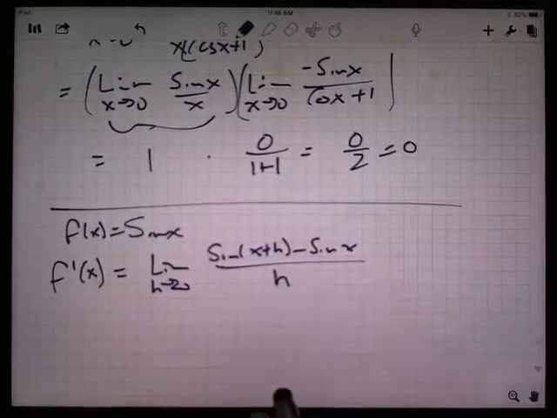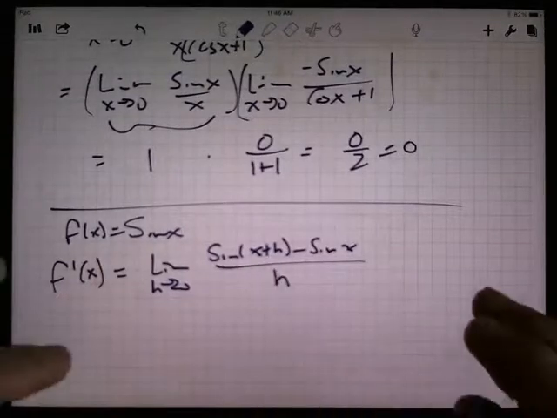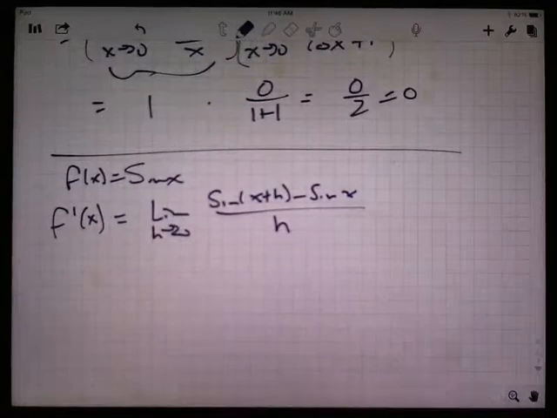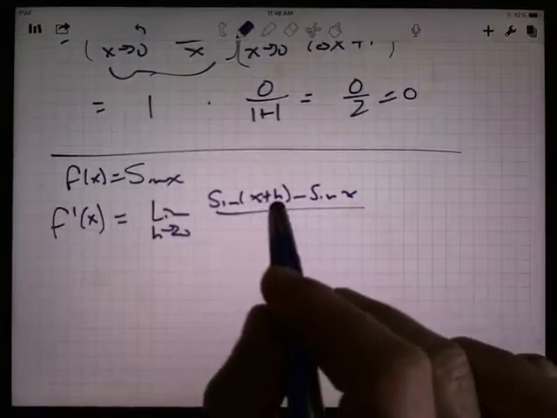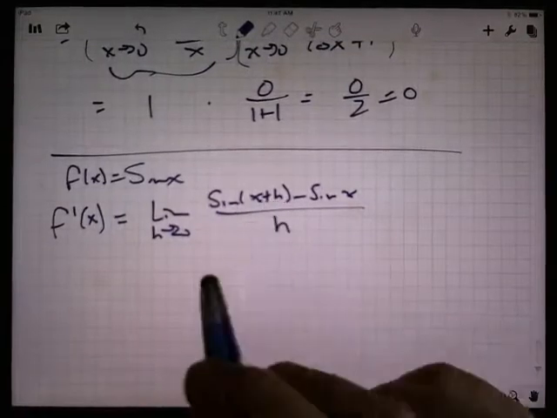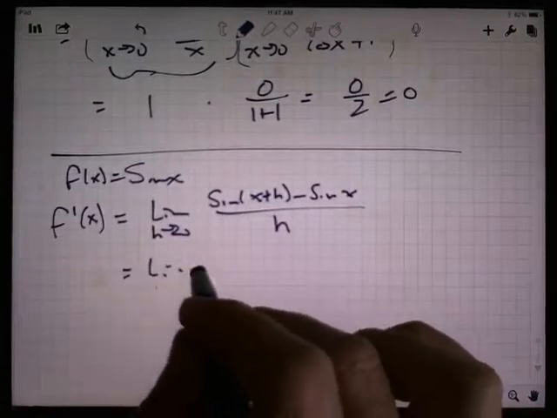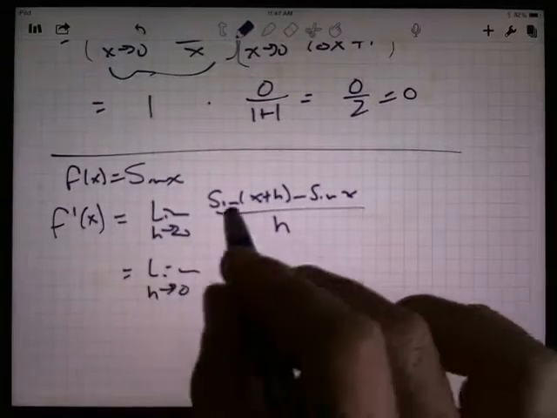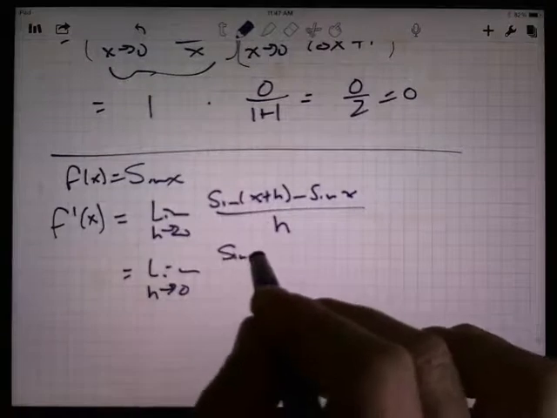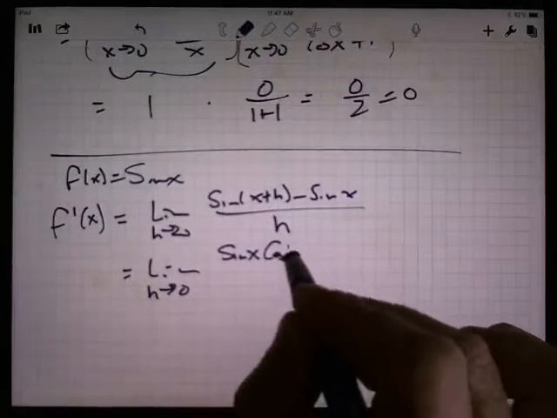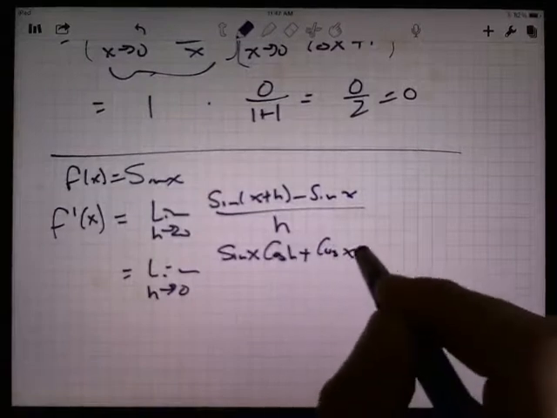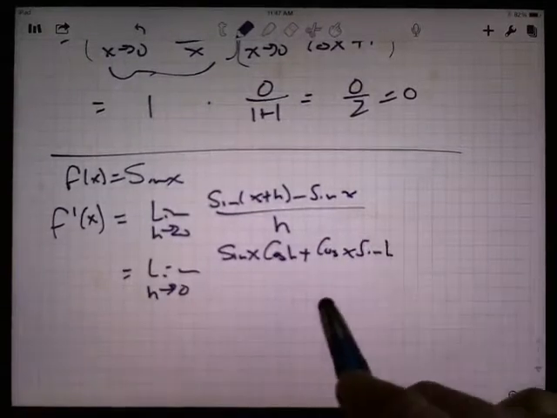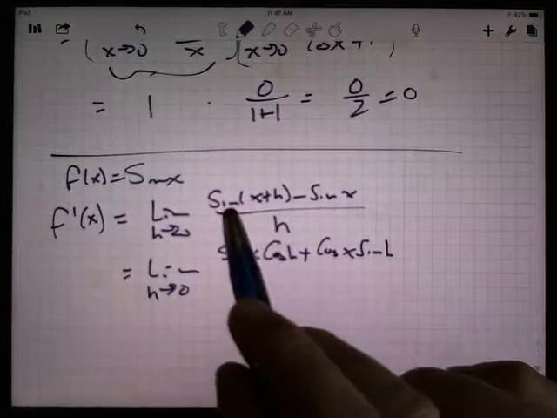Right? That's the definition with the sine plugged in here. How's your trig? I want to use an identity here: sine of a plus b, the sine of the sum of two things. This is the limit as h goes to 0 of the sine of x times the cosine of h plus the cosine of x times the sine of h. Remember that identity is sine of a sum.